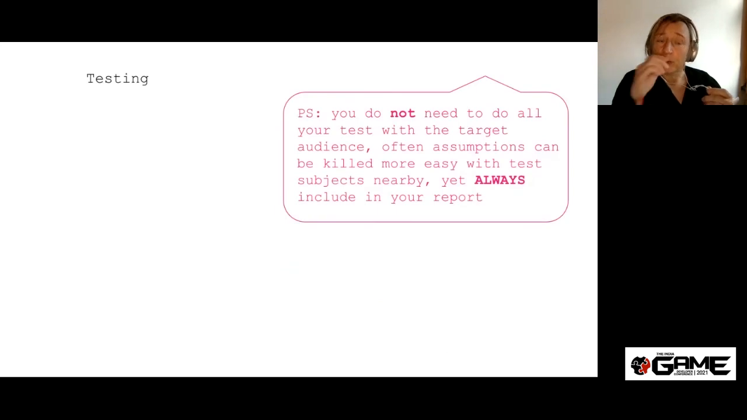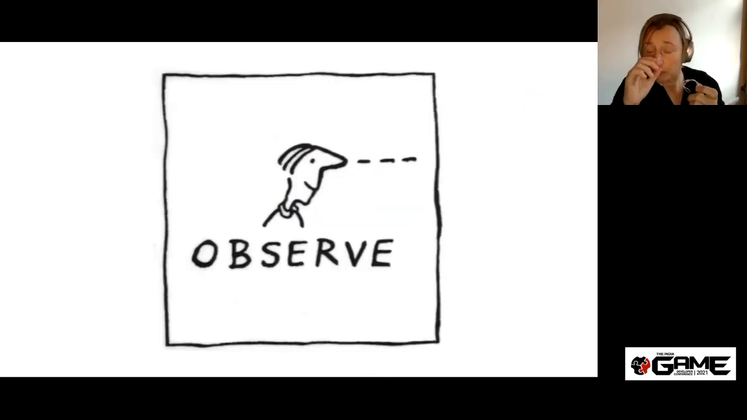So, and what is also important in testing, you do not need to do all your tests with the target audience. Often many assumptions can be killed more easily with test subjects nearby, yet always include that in your documentation when you talk about what you tested and how you tested that. So most crucial is observe what people do and don't talk too much to your subjects when you have a test, but see what they say.